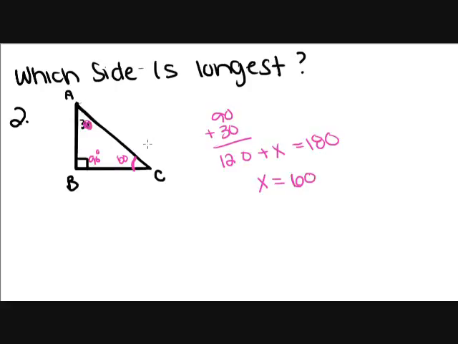So the side that is opposite the largest angle is going to be longest. So since this angle right here is the largest, that means side AC is the largest.